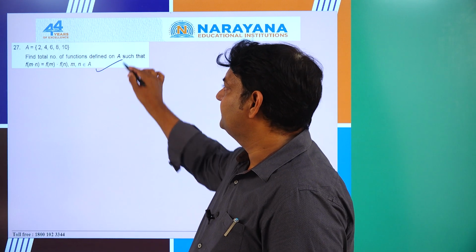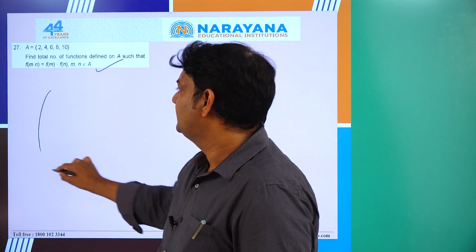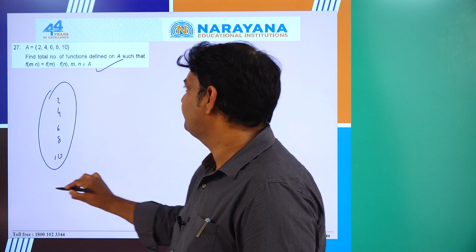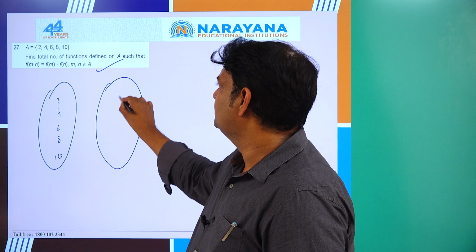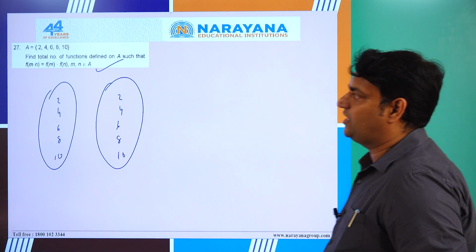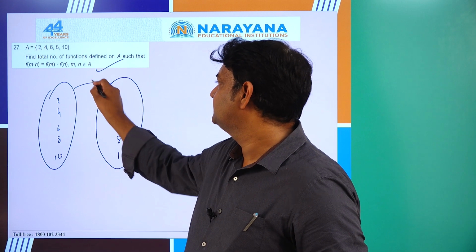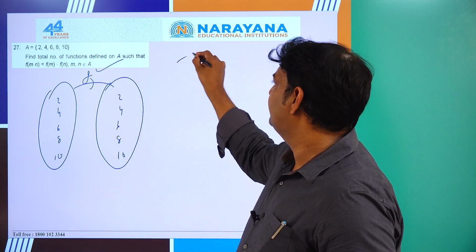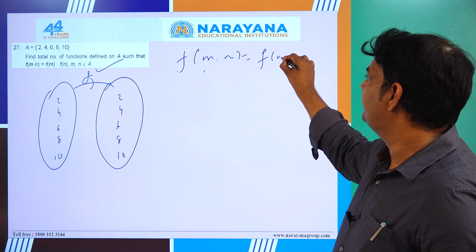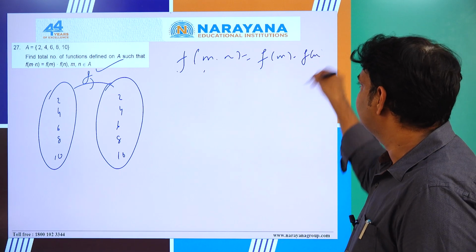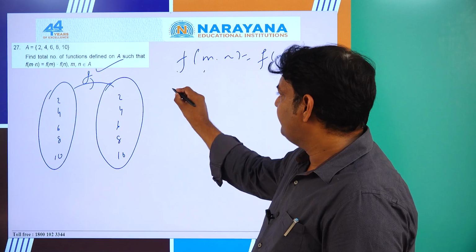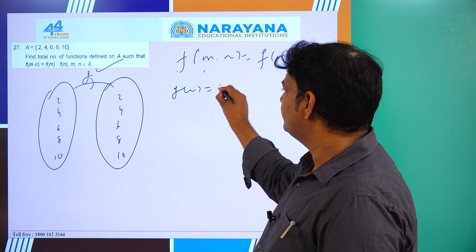Very interesting problem actually, this one. He said that this is the set 2, 4, 6, 8, 10, from A to A, you have to find the number of functions such that f of mn should be equal to f of m into f of n. So the question will arise that what is the value 2 can take? Can f of 2 be 4?